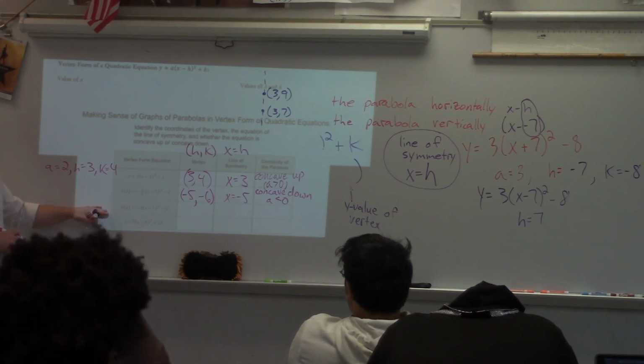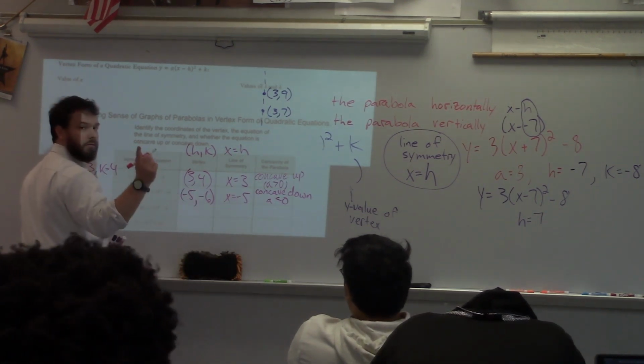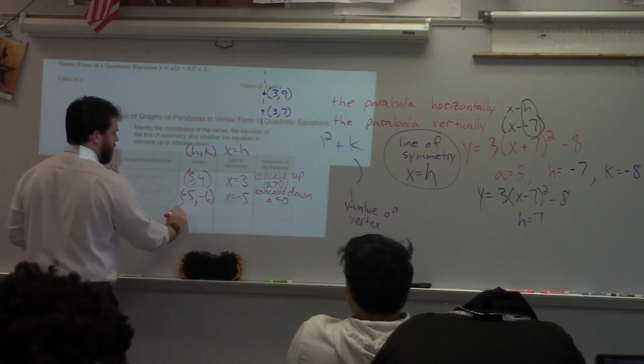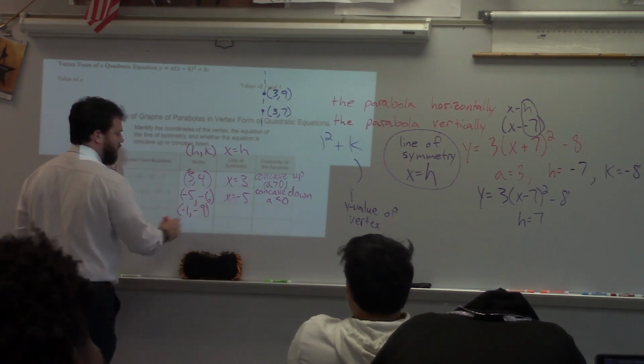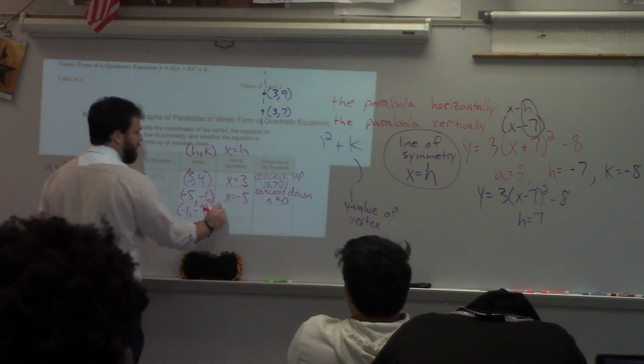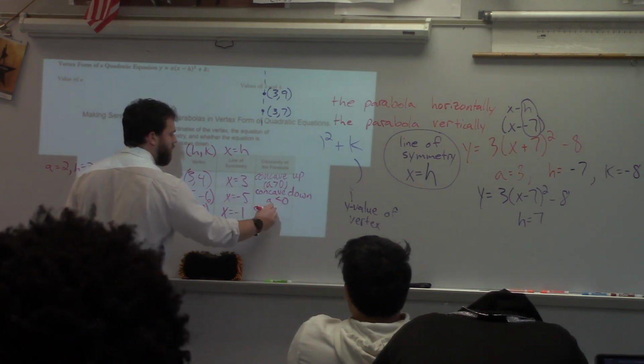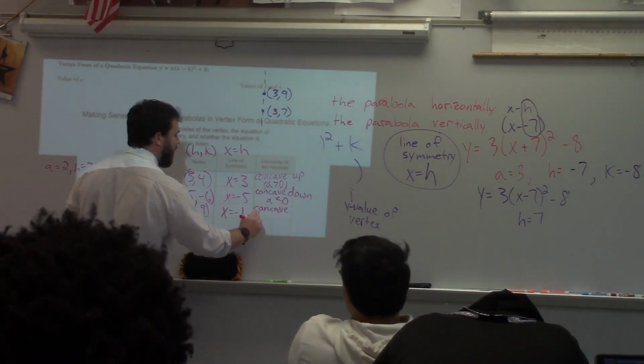Third equation. What's our vertex? -1, -9. Okay, -1, -9. That's what you're going to say. Saquon, what are we going to say for the line of symmetry then? X equals -1. Okay. Concavity. Concave down. Make sure we include that detail about concave down.